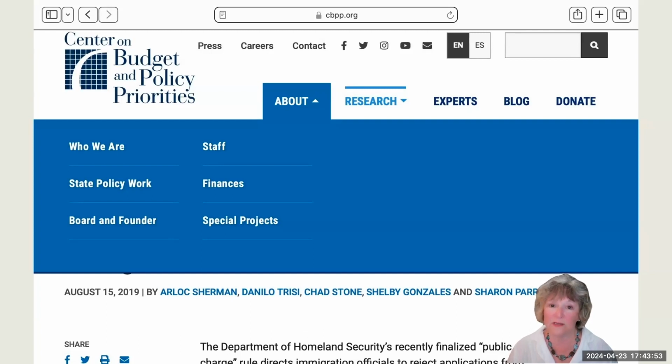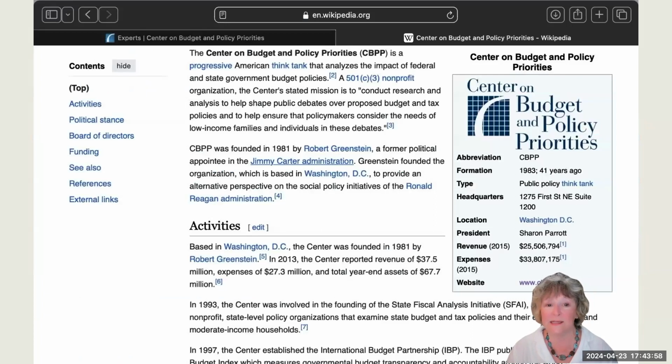This is very important. This gives you an idea of what the website is all about. In this case, it takes you to a page that clearly tells you that it's a nonprofit organization, that it's a progressive American think tank that was started by Robert Greenstein, who was in the Carter administration, and specifically that it was intended to be an alternative perspective on the social policy initiatives of the Reagan administration. So right out of the box, they're very upfront with why they were started and what they're doing.